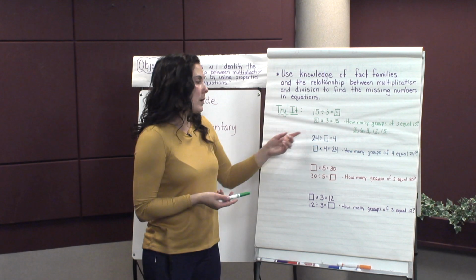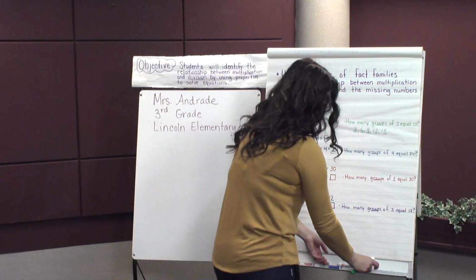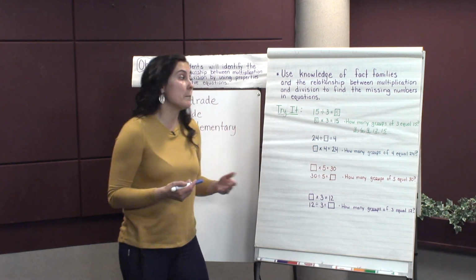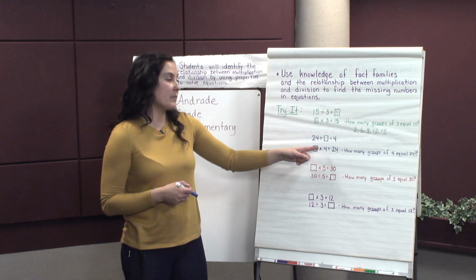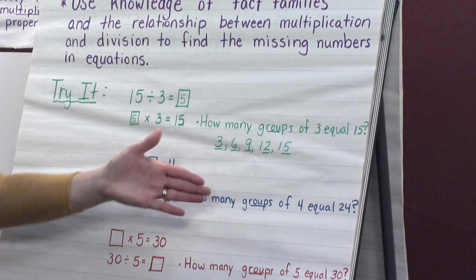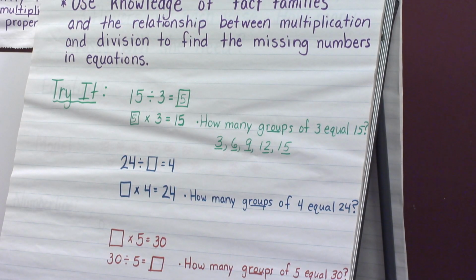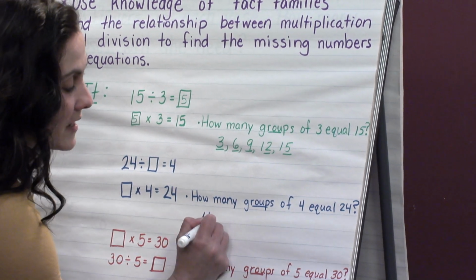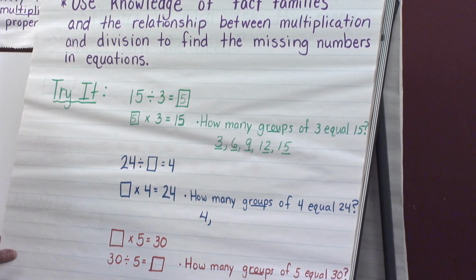Let's try another one. What if I have a division 24 divided by something equals 4? We've got a missing number. Something times 4 will give us that 24. Ask yourself, how many groups of 4 equal 24? Let's try it out. And you can use any strategy. You don't have to use skip counting. You can use your number line. You can draw a picture, an array, whatever you feel comfortable with.